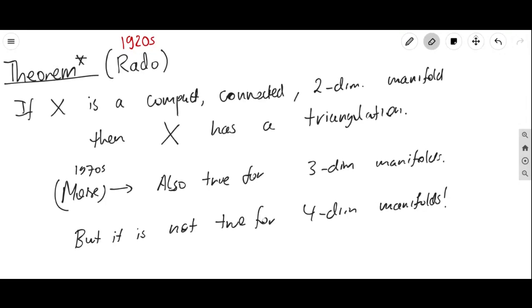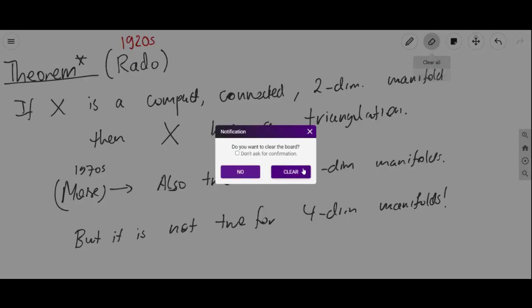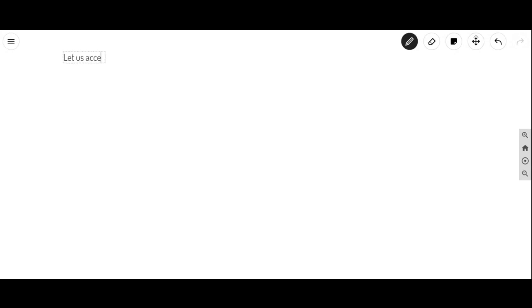So instead of proving this theorem, what I'm going to do is illustrate how this triangulation theorem can be used to create a polygonal representation. So let us accept the triangulation theorem and illustrate how it can be used to describe your space as a polygonal representation that we've been doing previously.